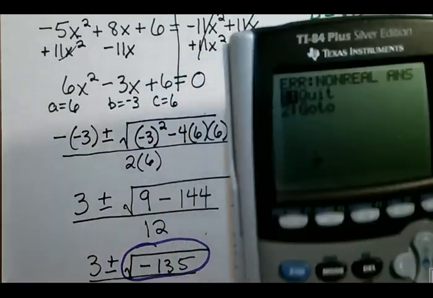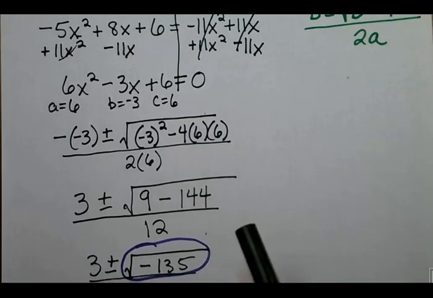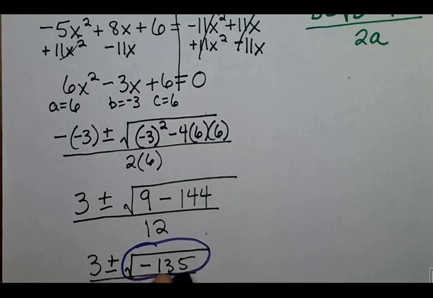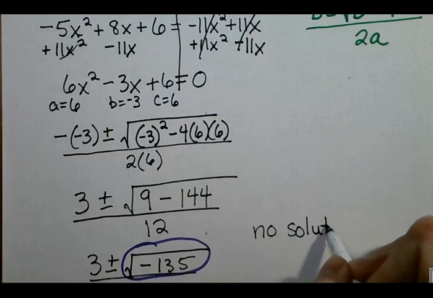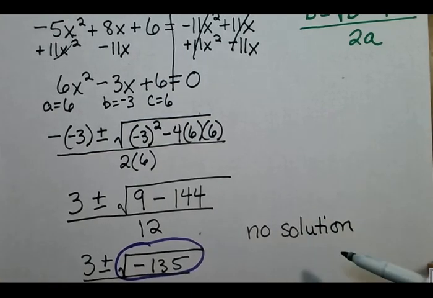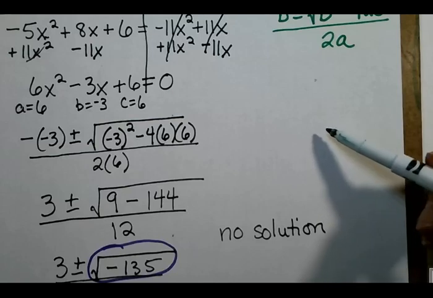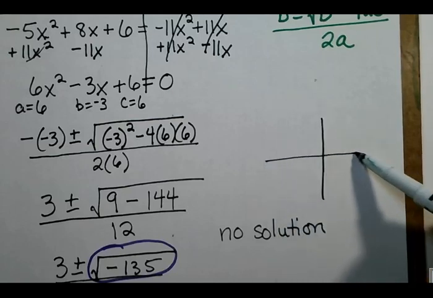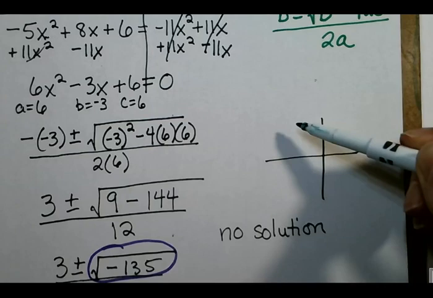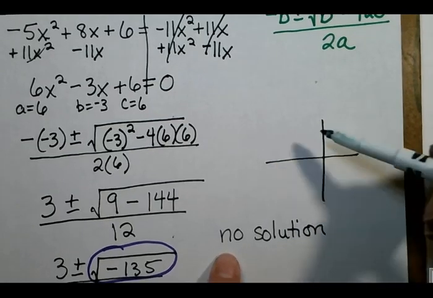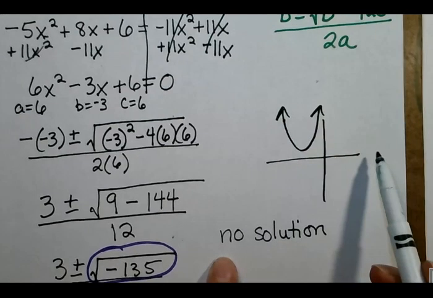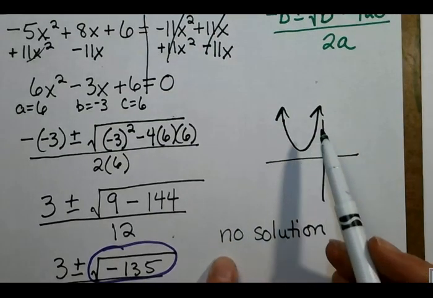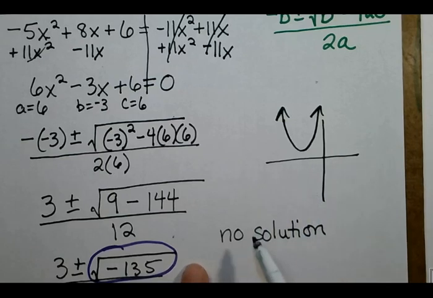What you need to know for Algebra 1 is that anytime you take the square root of a negative number, there is going to be no solution. Okay, so now I don't know exactly what this parabola looks like, but let's say if there was no solution, that would mean that it would not cross the x-axis. Okay, notice there are no x-intercepts and therefore no zeros, no solution.